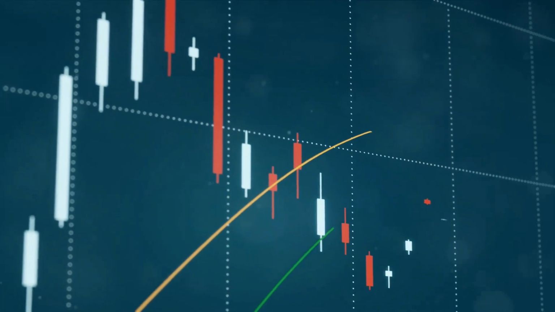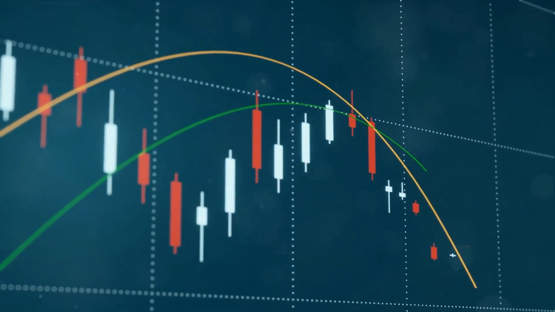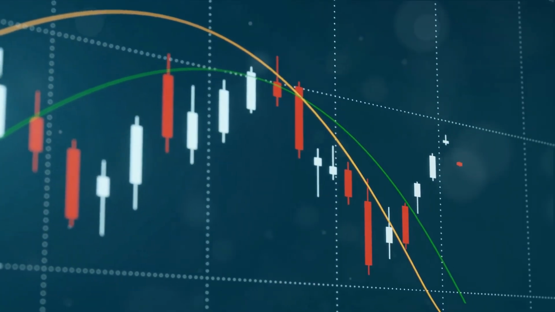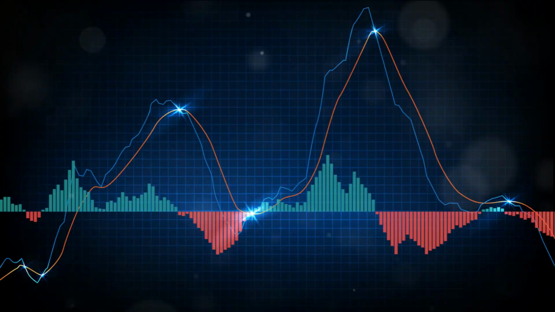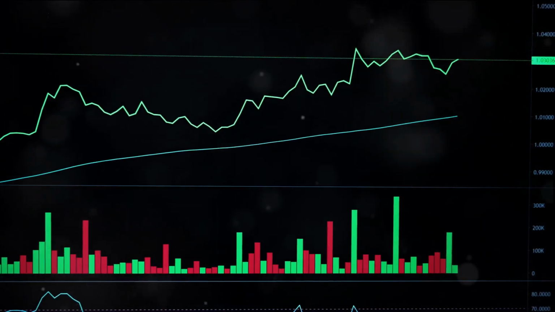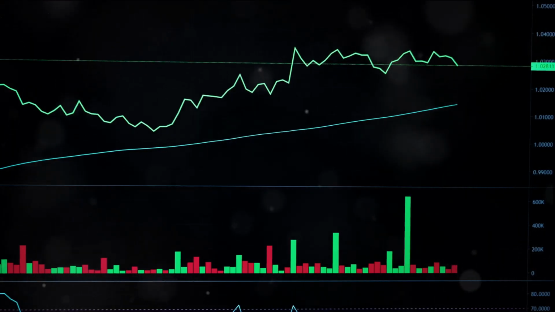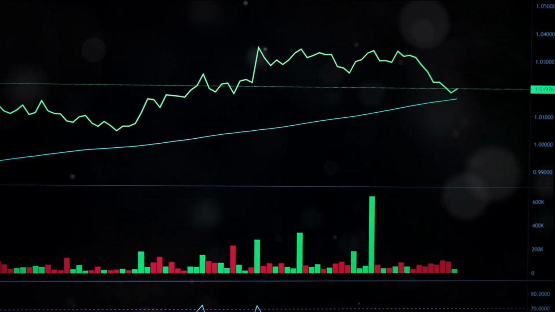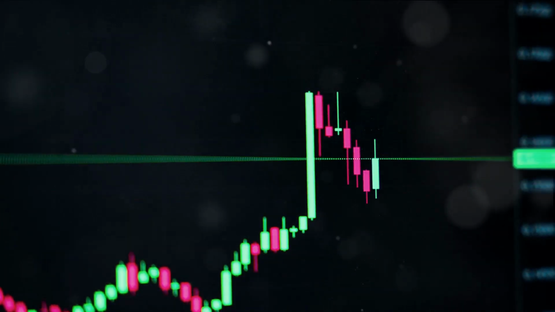The MACD, or Moving Average Convergence Divergence, is a beautiful, easy-to-understand tool that's been a reliable companion for many traders over the years. It's composed of two lines, the MACD line and the signal line. When the MACD line crosses above the signal line, it turns green, signaling a potential buying opportunity. Conversely, when it dips below the signal line, it turns red, indicating a possible selling point.